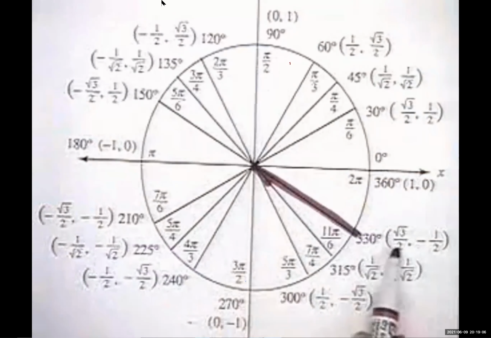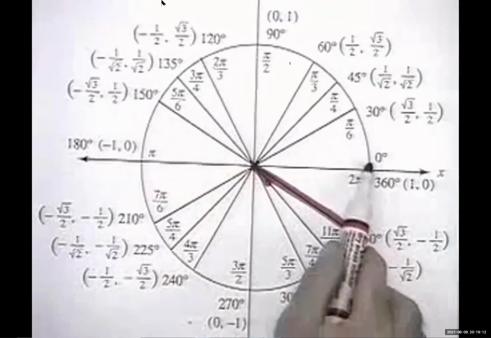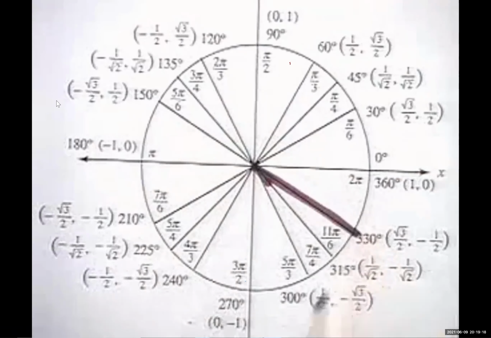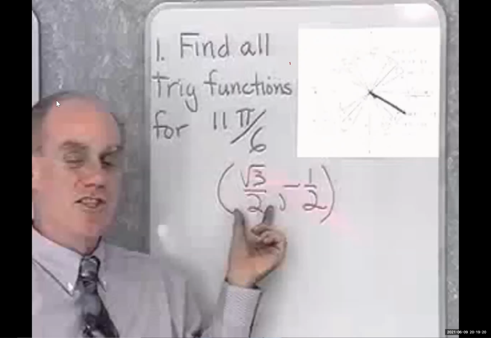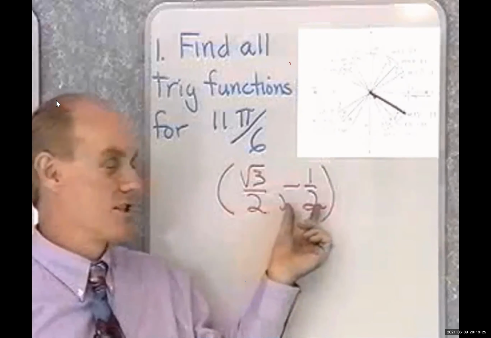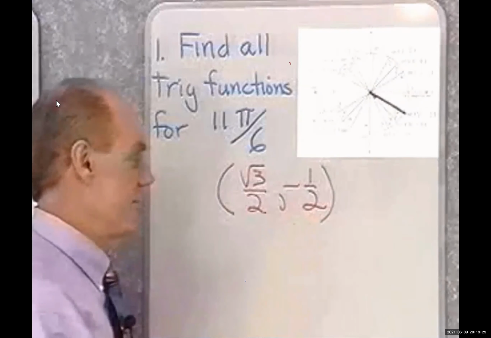Those are the coordinates of the point where 330 degrees intersects the unit circle, or you can also look at it as the coordinates of the point that are 11 pi over 6 units along the circumference of the unit circle away from the point 1, 0. In any case, this is the cosine of 330 degrees, or 11 pi over 6, and this is the sine of that angle. So writing the 6 trigonometric functions is going to be very easy.